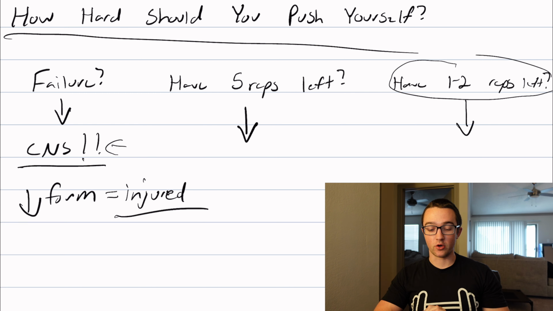And then by also burning out your central nervous system, by hitting failure in a bunch of sets in a workout, you're going to lead to kind of injury in the sense of you're going to burn out really quick. You're not going to have the same energy in the gym. You're going to be sore all the time. It's just not a good combo.